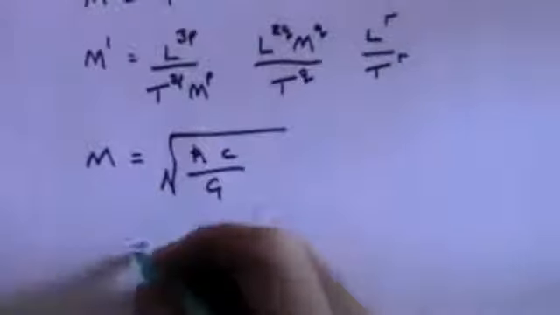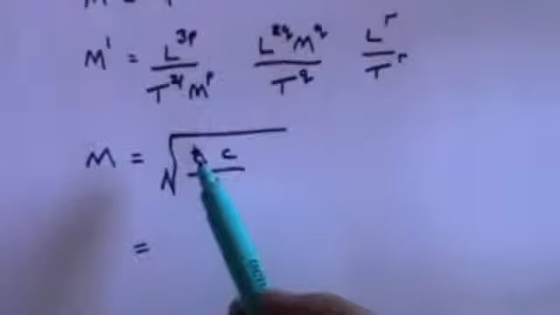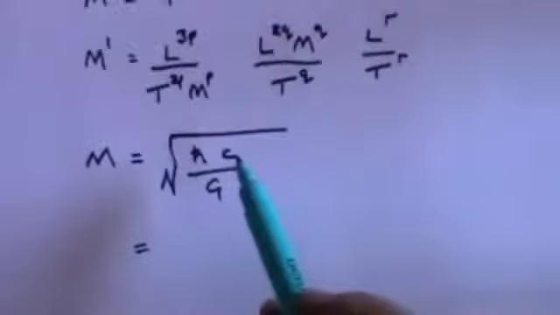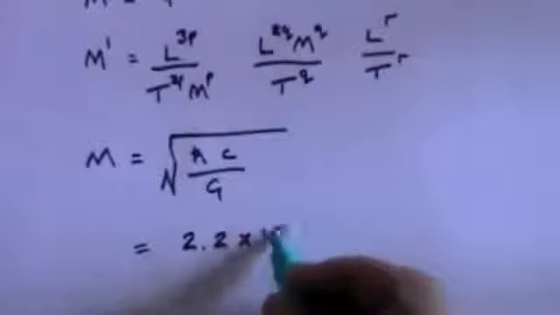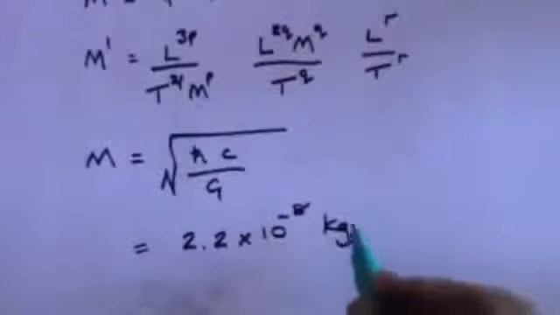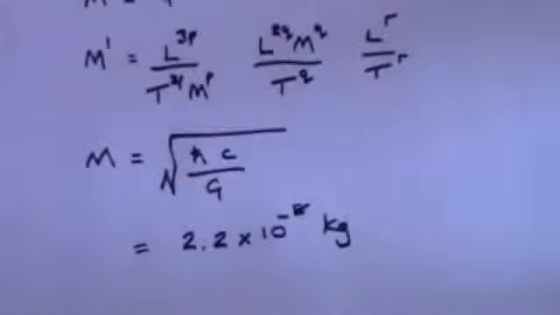And if you actually put in the actual values here, that's 6 times 10 to the minus 34 times 3 times 10 to the 8 divided by 6 times 10 to the minus 11 and take the square root, you will find that you get 2.2 times 10 to the minus 8 kilograms. So the Planck mass, the mass that you get if you use the three basic fundamental constants of nature, is 2.2 times 10 to the minus 8 kilograms.